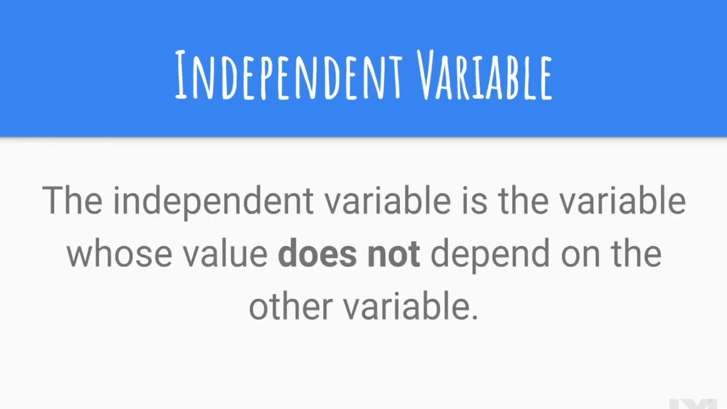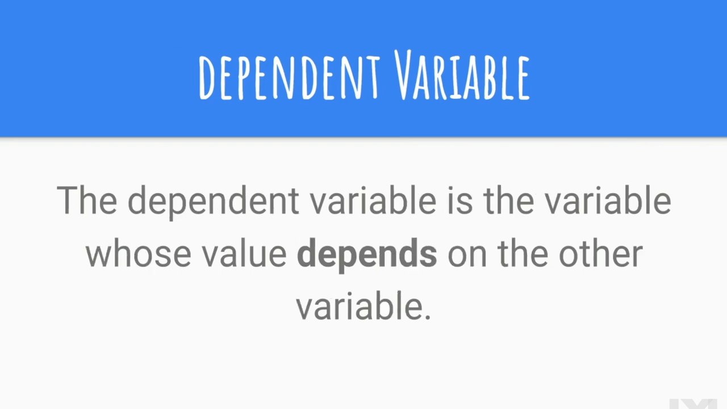The independent variable is the variable whose value does not depend on the other variable. The dependent variable is the variable whose value depends on the other variable. You'll notice that depend is in the name of the variable, which can help you remember that the dependent variable depends on the other variable. To better understand each type of variable, we will examine a few word problems now.